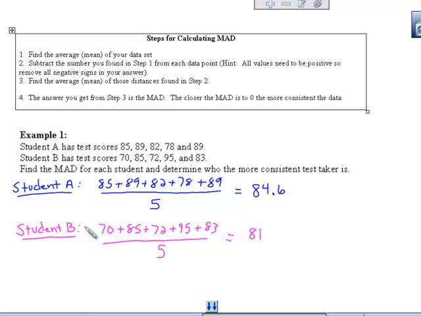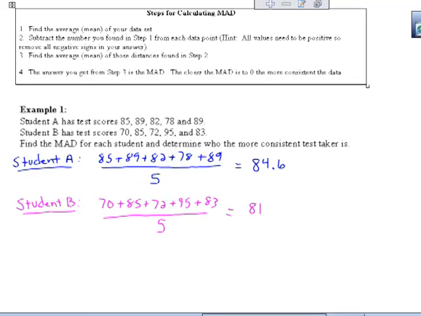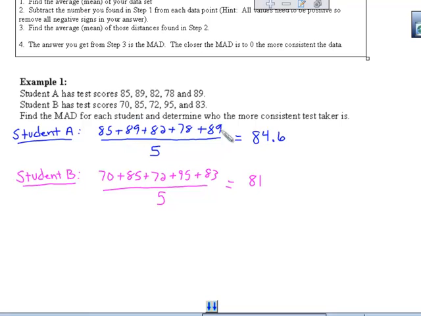What we need to do is subtract all the data values for student A from 84.6. Then we need to do the same thing for student B. Instead of 84.6, we're going to use 81. So let's start with student A. I'll change my colors for student A. Remember, list all of these vertically.